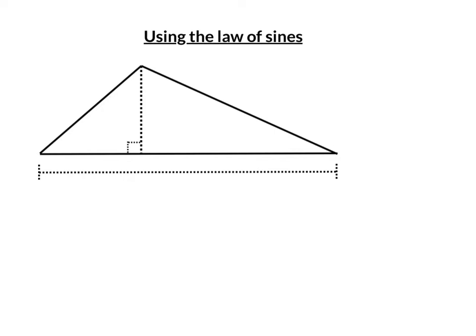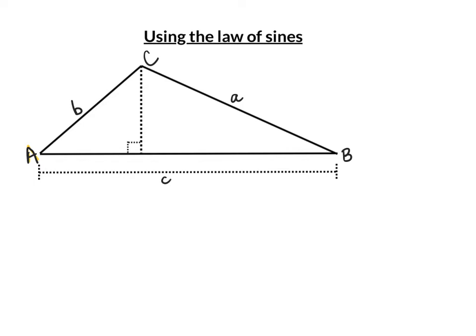In a triangle, the way it works with law of sines and law of cosines is if I call an angle A, then the side opposite is little a. If I call an angle B, then the side opposite is little b. And if I call an angle C, then again the side opposite is little c.